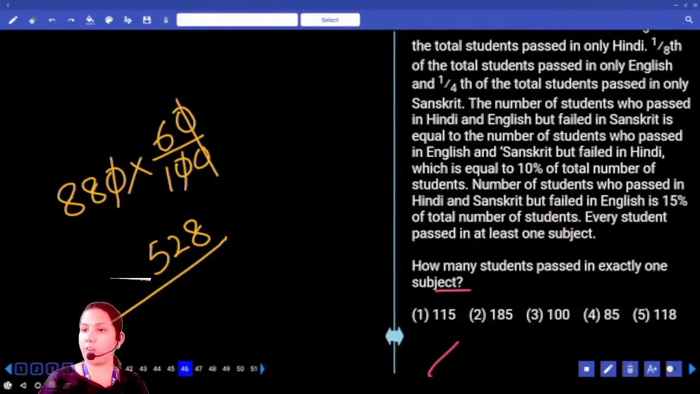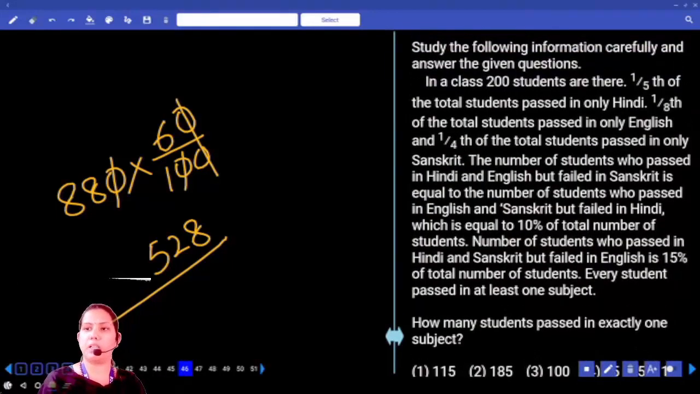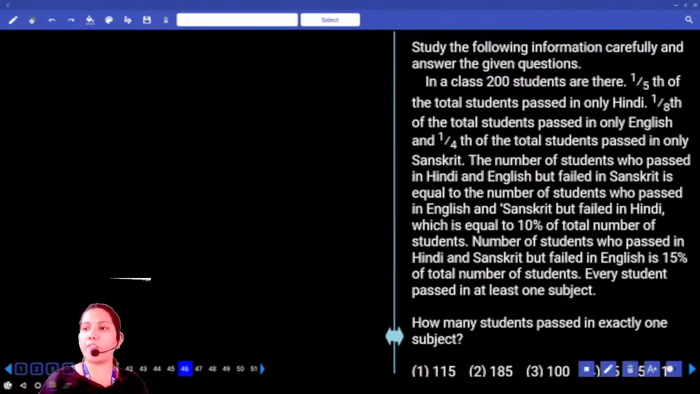Next, question number 46. In a class of 200 students, 1/5 of the total students passed in only Hindi. Only Hindi, how much? 1/5. What is 1/5 of 200? 40. Only Hindi is 40.